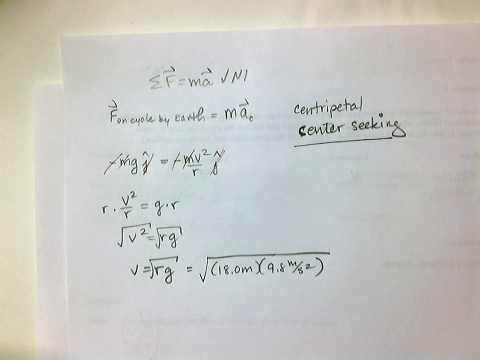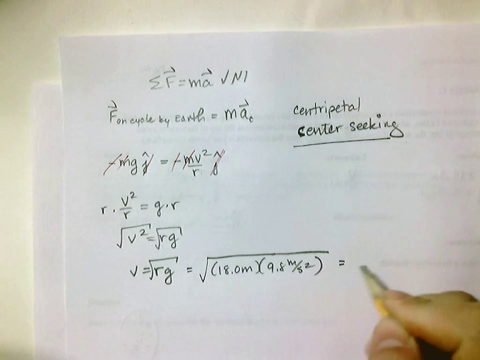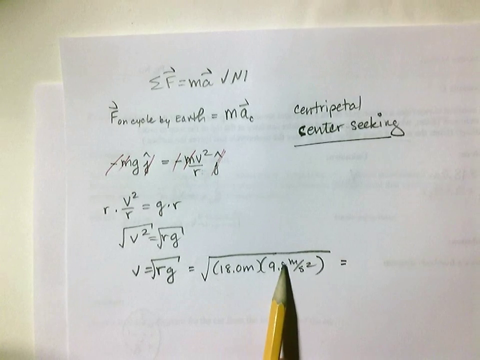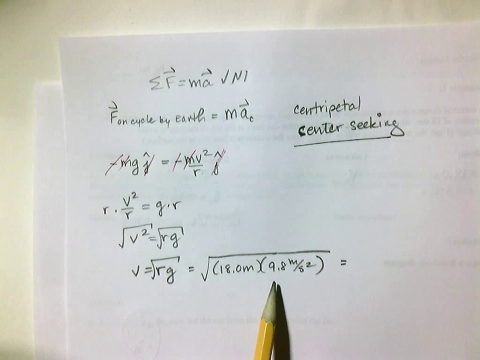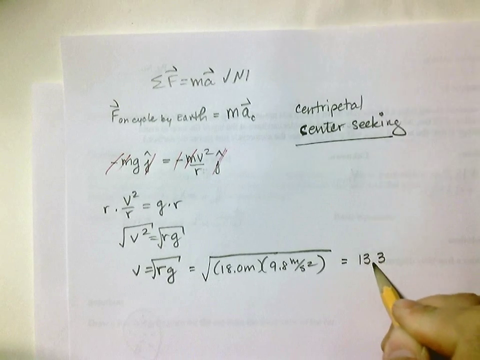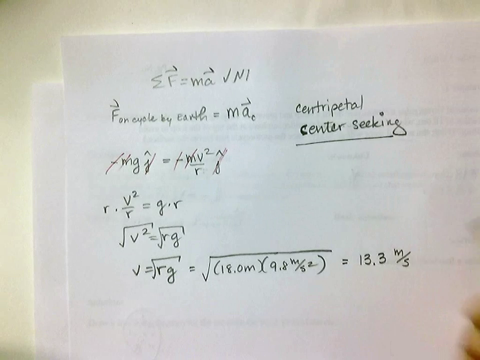Okay, so I'm going to substitute this into my calculator. Let's see what we get. I end up with 18 times 9.8, and then I take the square root of that, and I end up with, I need how many sig figs? I have 3 here, but this is a constant, so it doesn't count. So I have to have 3 sig figs, and my answer is going to be 13.3 meters per second.